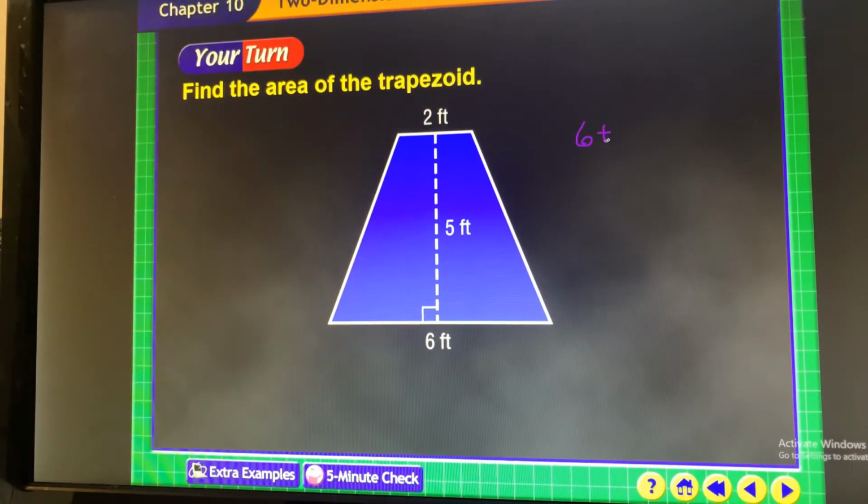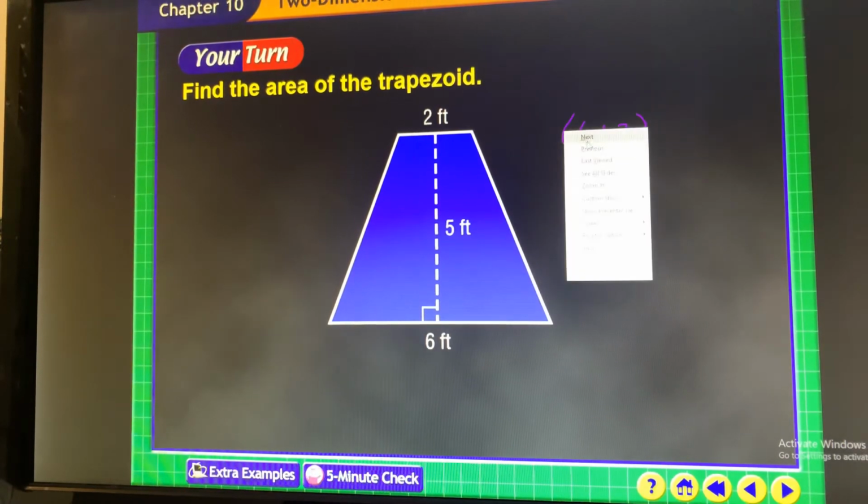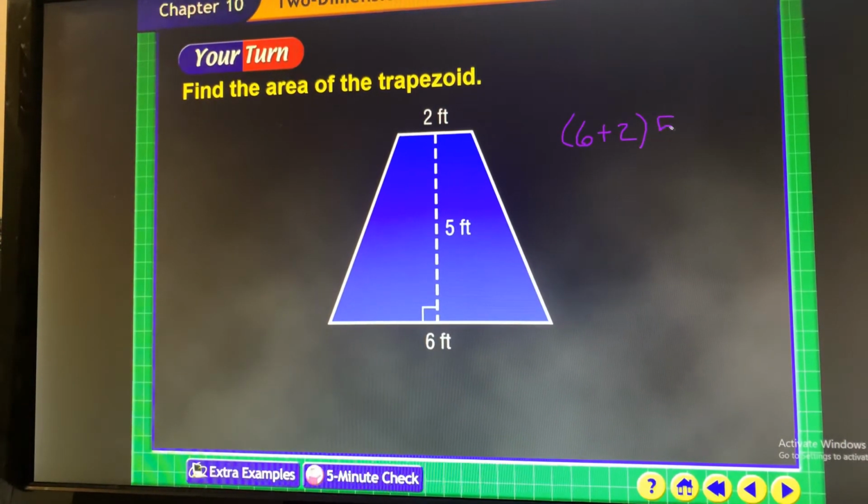Base plus base times the height divided by 2. So 6 plus 2 is 8. 8 times 5 is 40. And 40 divided by 2, 20 feet squared.